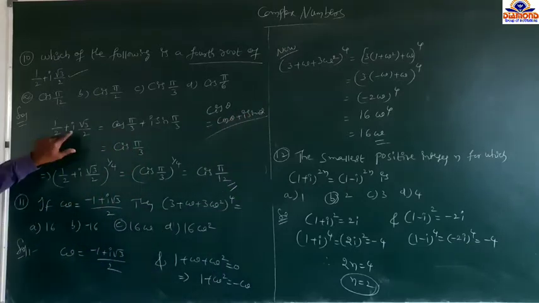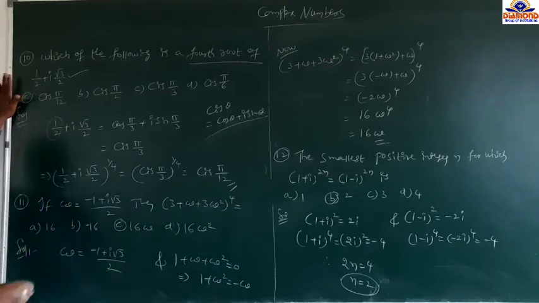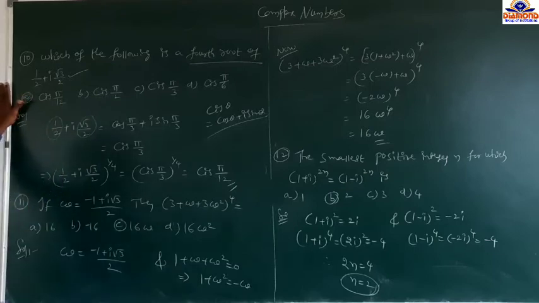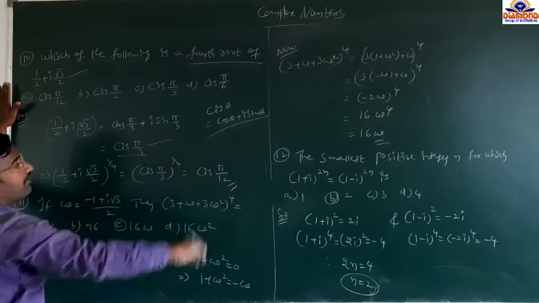So first, 1/2 + i√3/2. How to write this one? Real part in terms of cos, imaginary part in terms of sin. In 1/2, how to get cos 60 degrees. So cos π/3 + i sin π/3. That is nothing but e^(iπ/3).